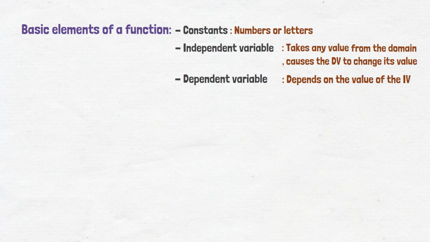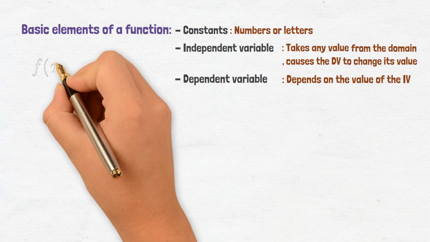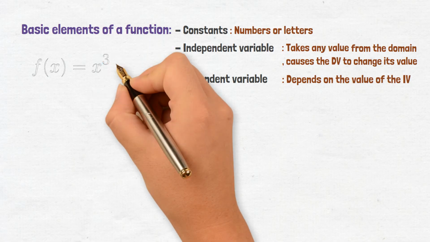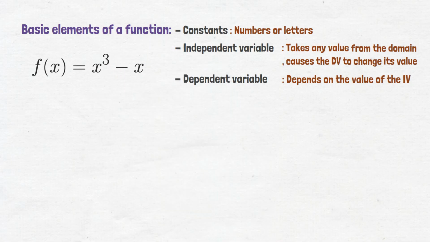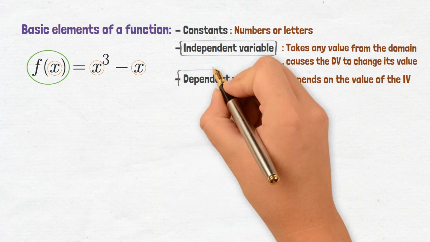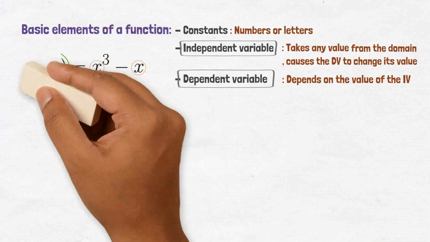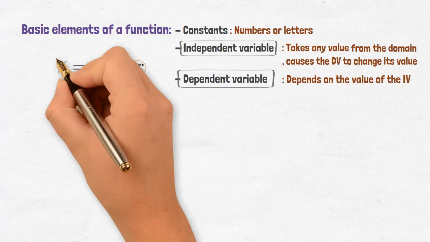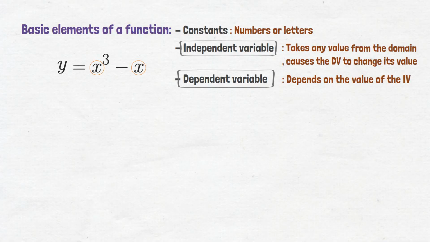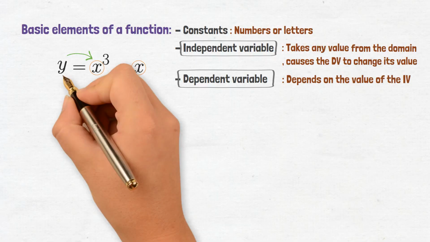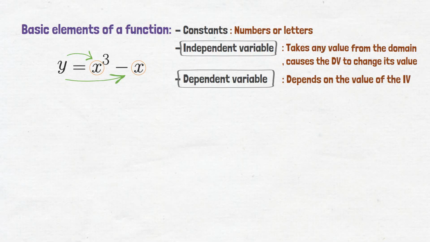For example, if you have the function f of x equals x cubed minus x, you should remember that the letter inside the parentheses is the independent variable, meaning x is that variable, and f of x is the dependent variable, which for convenience is often written as y. As you can see, y, the dependent variable, depends on the values taken by x, the independent variable.